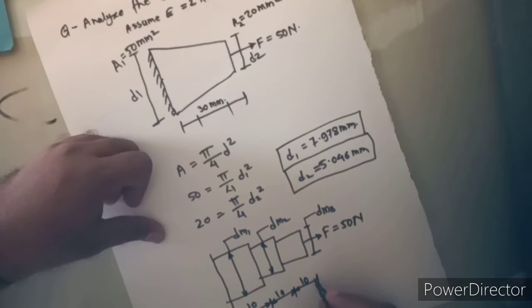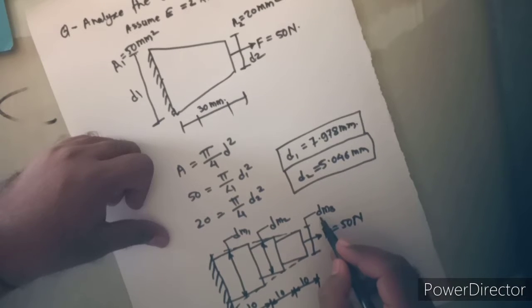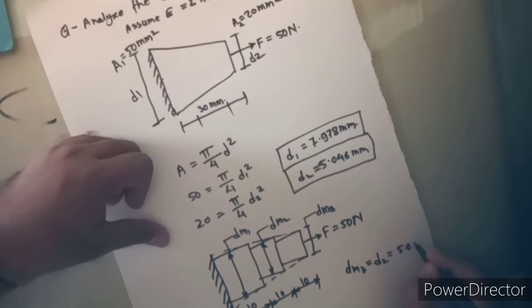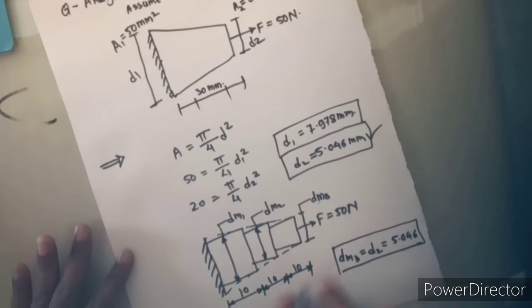This is the fixed side of the body. The dotted line shows the original size of the body. But you know that DM3 is the same as D2. DM3 is equal to D2 is equal to 5.046. It's a given value. Then go for the next.